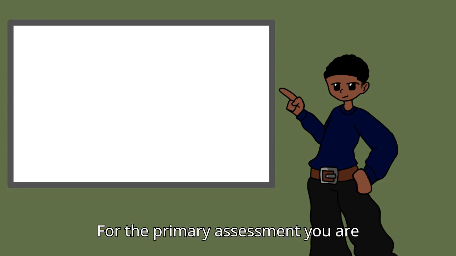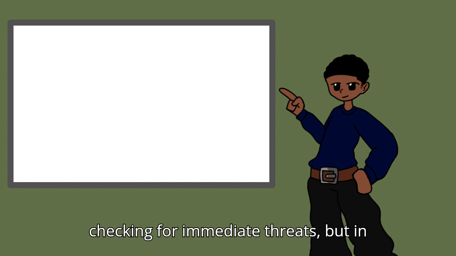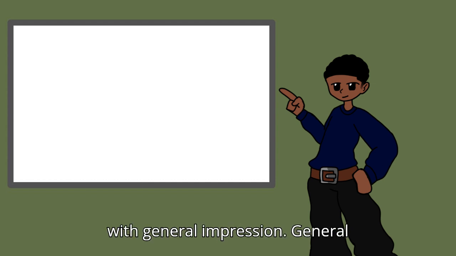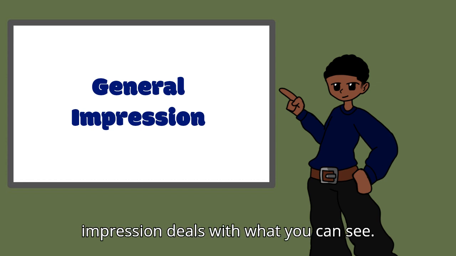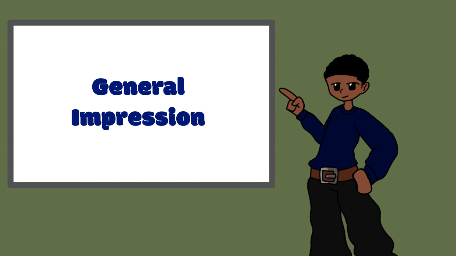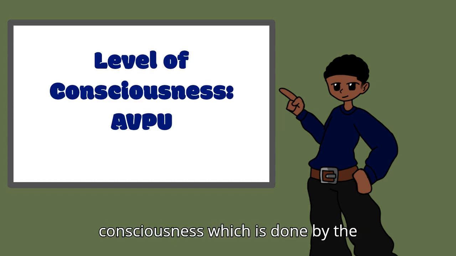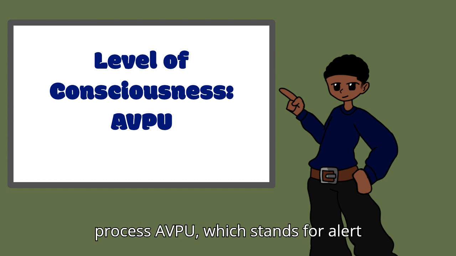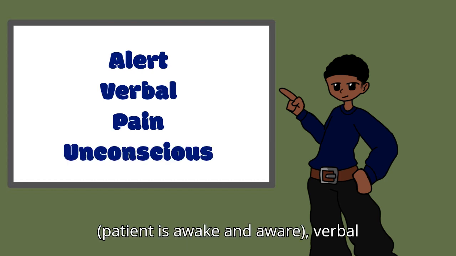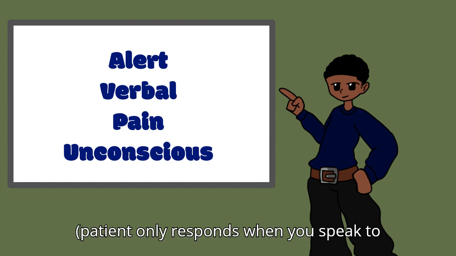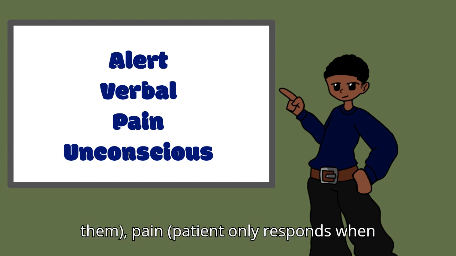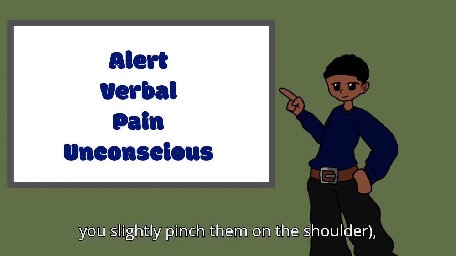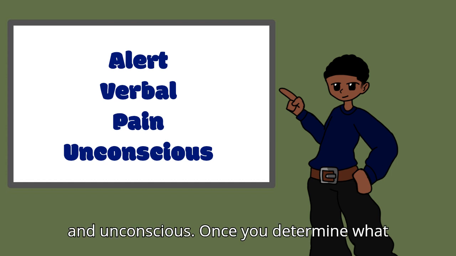For the primary assessment you are checking for immediate threats, but in order to do so you first have to start off with general impression. General impression deals with what you can see. Afterwards you check for level of consciousness, which is done by the process AVPU, which stands for: alert, patient is awake and aware; verbal, patient only responds when you speak to them; pain, patient only responds when you slightly pinch them on the shoulder; and unconscious.